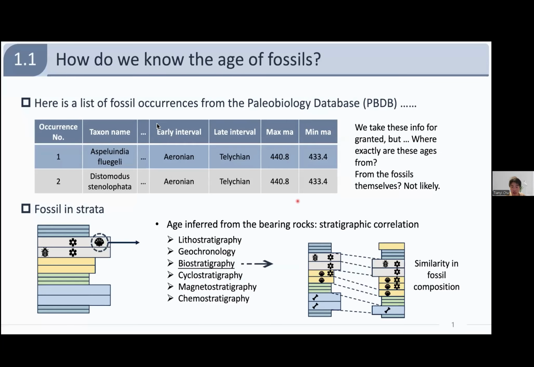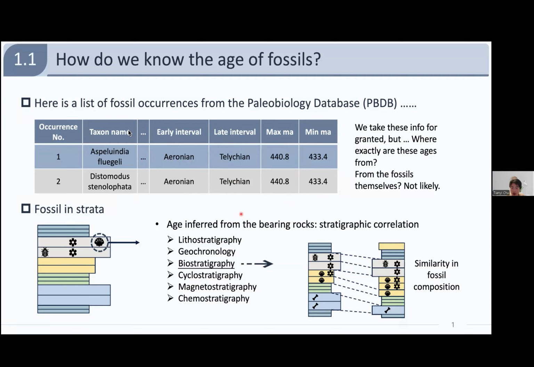So generally speaking, how do we know the age of fossils? Here we have a list of fossil occurrences from the paleobiology database, or PBDB. We often take the age information for these fossils for granted, but where exactly do these ages come from? Are they from the fossils themselves? Not likely. Usually, these ages are inferred from the rocks that contain the fossils through stratigraphic correlation.